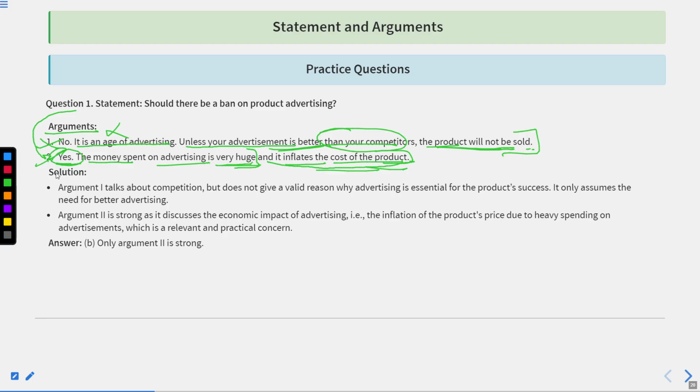Let's try to see the solution. Argument 1 talks about competition, but does not give a valid reason why advertising is essential for a product's success. It only assumes. Assume means assumptions.